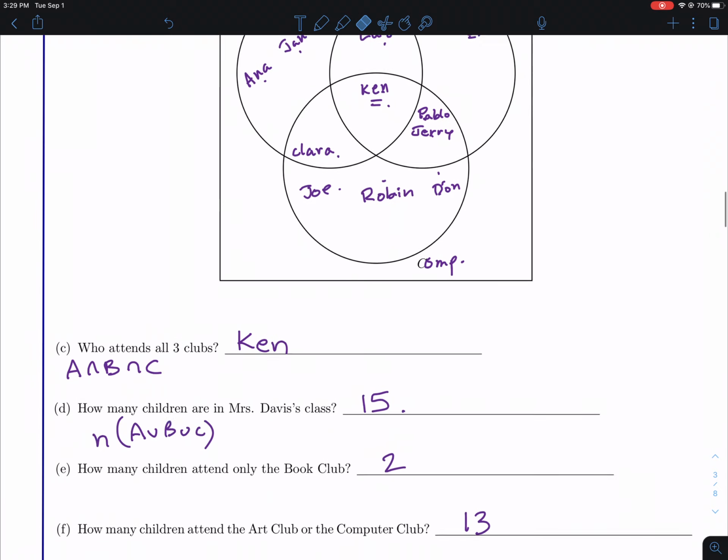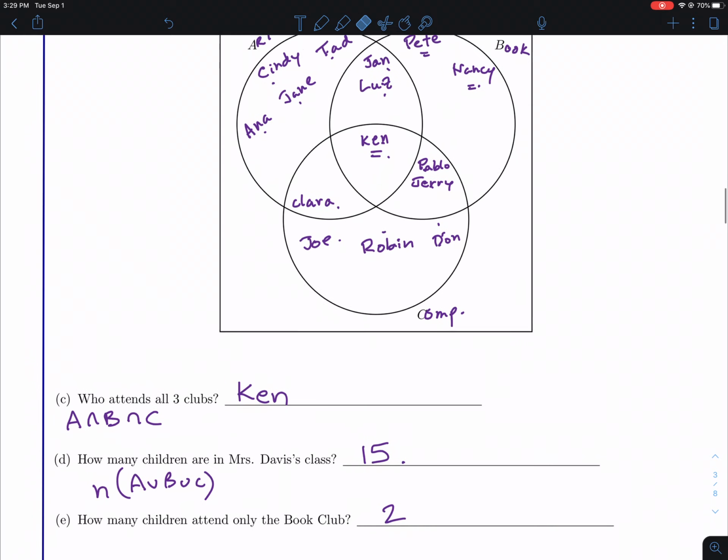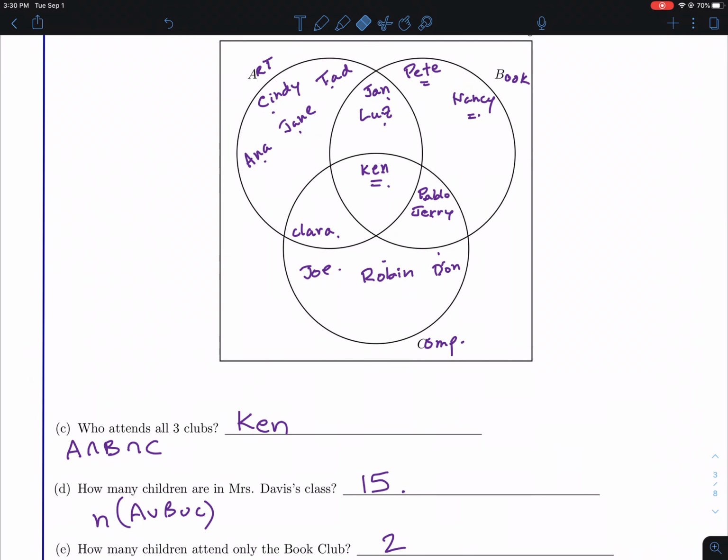So in this case, what we're looking for is how many kids attend more than one club. So we're looking for people that attend 2 clubs or 3 clubs. What that means is we're actually looking for the intersections of these. So we're looking for these people that are in the middle.